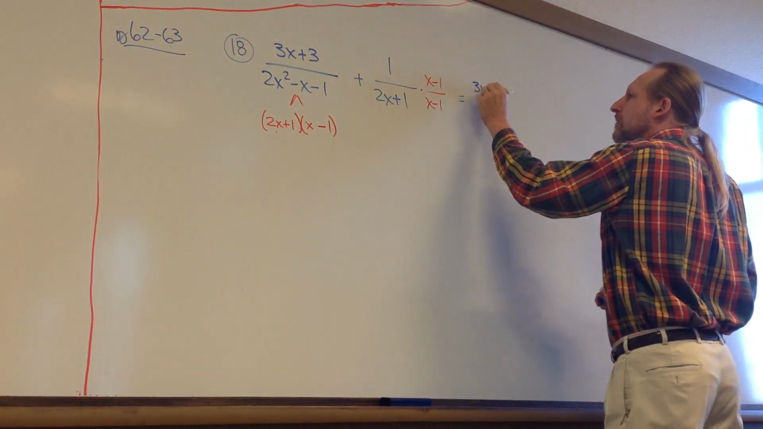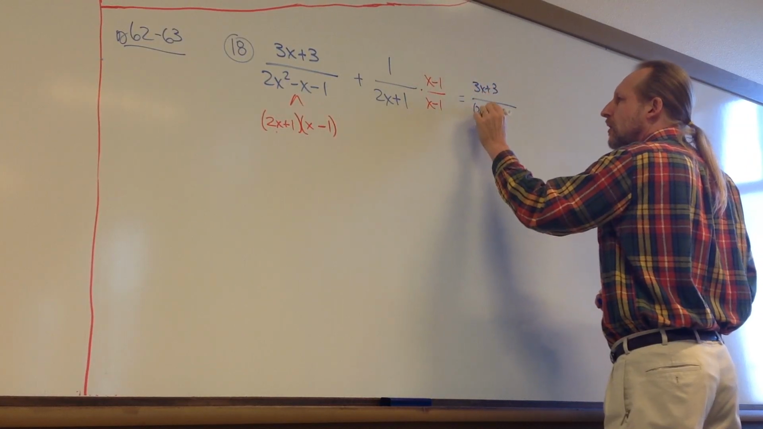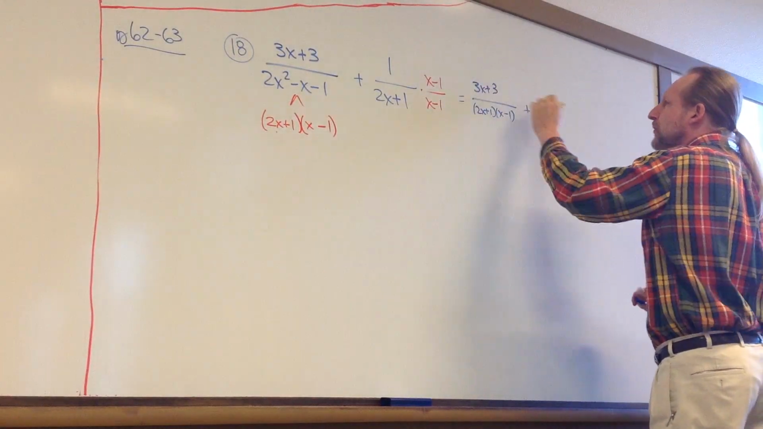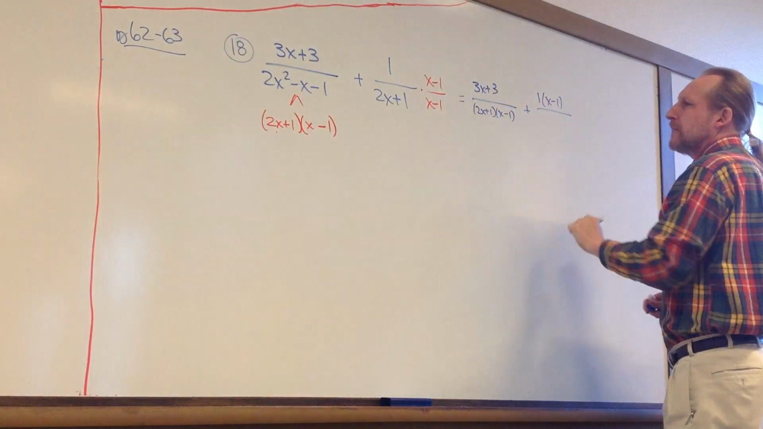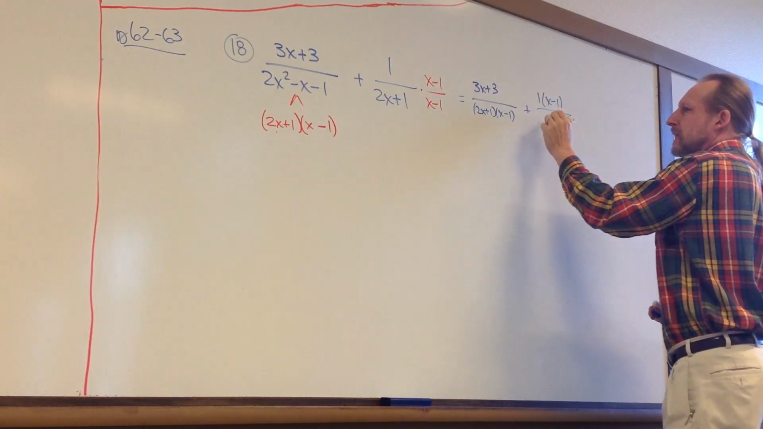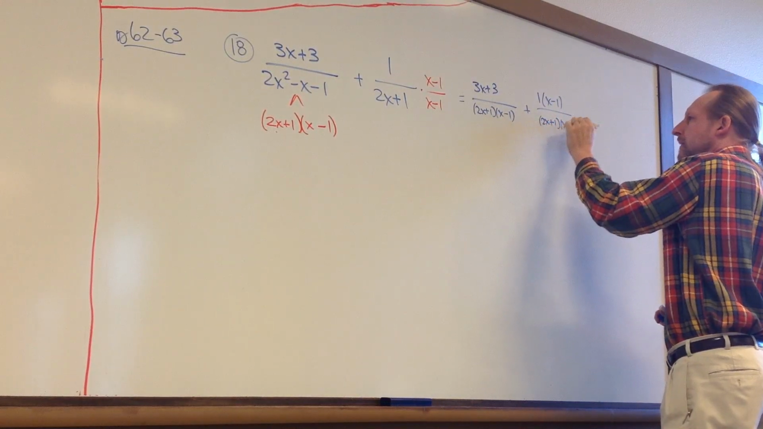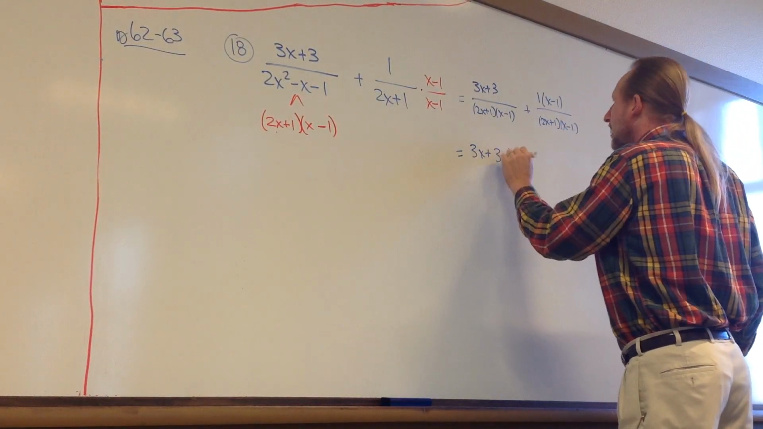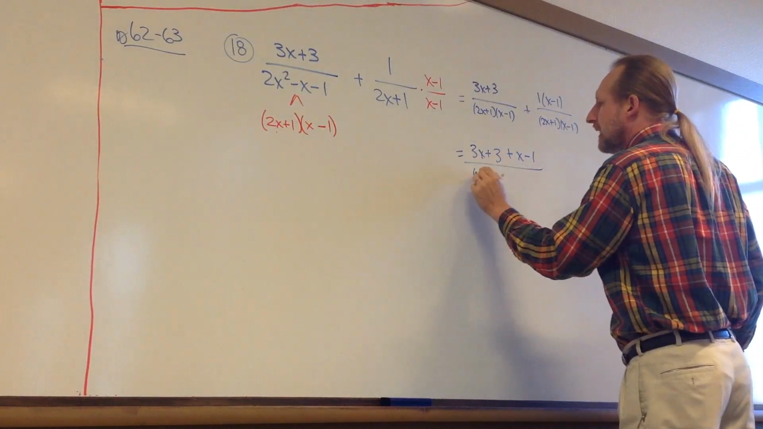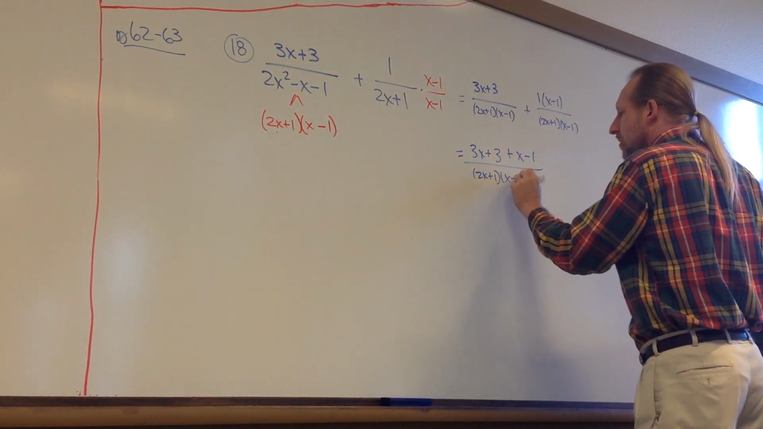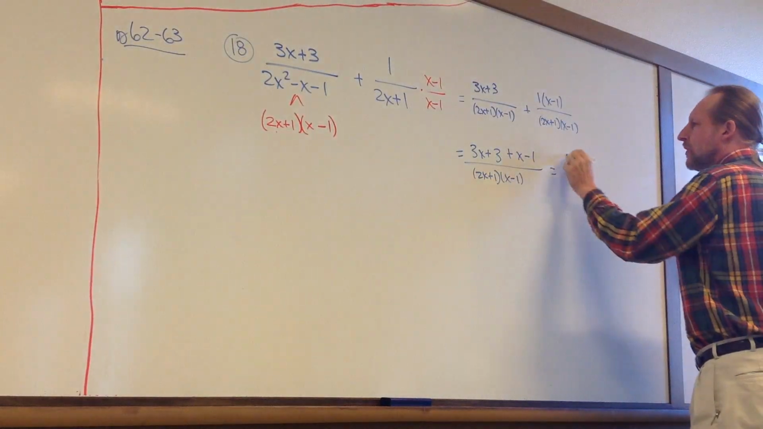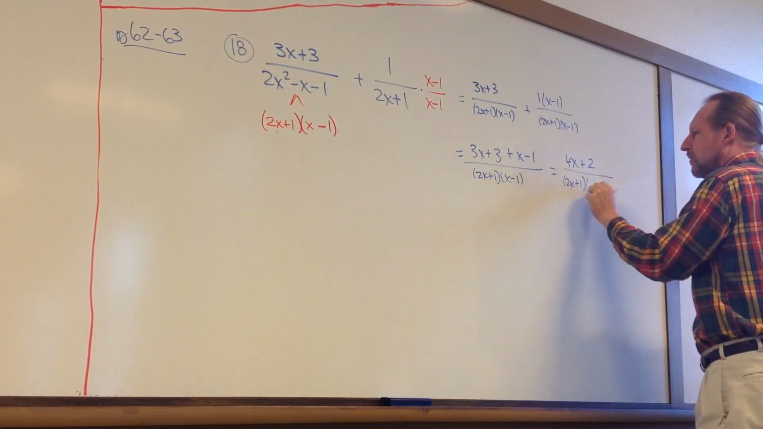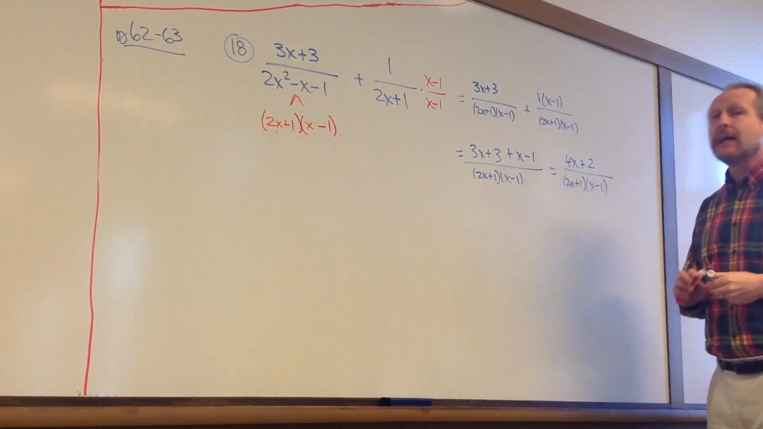So now we've got 3x plus 3 over 2x plus 1 times x minus 1. And then plus, we can put the 1 up there if we want to. We don't have to. It's really just going to come out as x minus 1. And now we have the same denominator. So we can put all of this together in the same fraction and then combine our like terms. 4x plus 2 on top, and then 2x plus 1 times x minus 1 on the bottom.